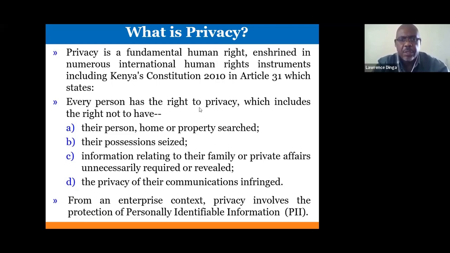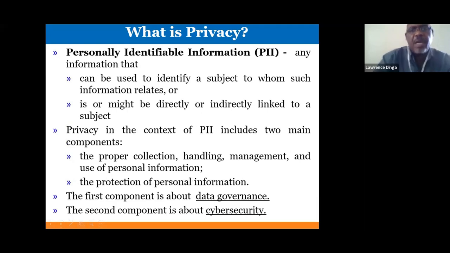Now, what is personally identifiable information? That is PII. That is any information that can be used to identify a subject to whom such information relates, or that might be directly or indirectly linked to a subject, which means that even if that information cannot directly identify that particular individual, it can be linked with other information and you'll be able to identify this individual. So that is what we call personally identifiable information, and that is what privacy is all about.